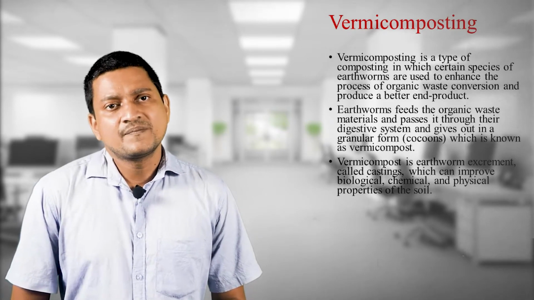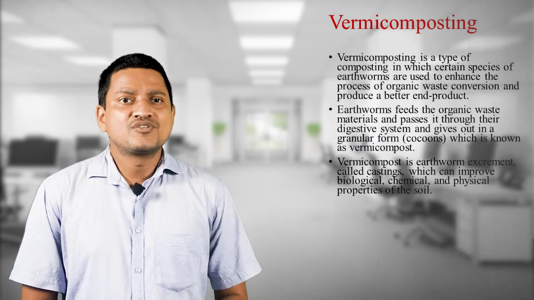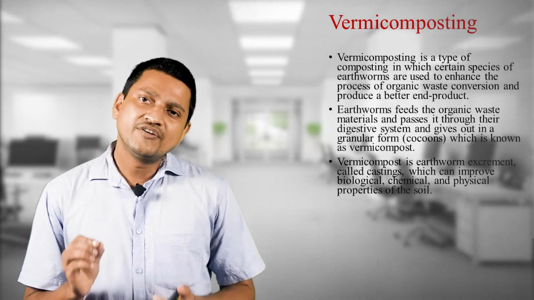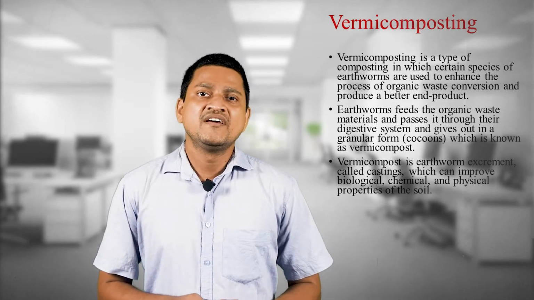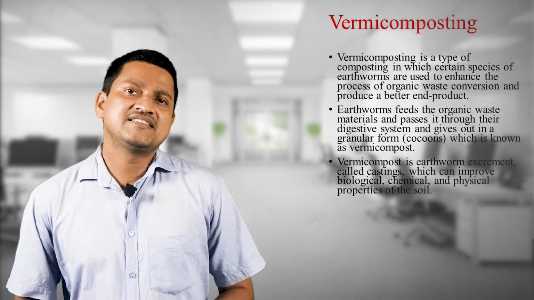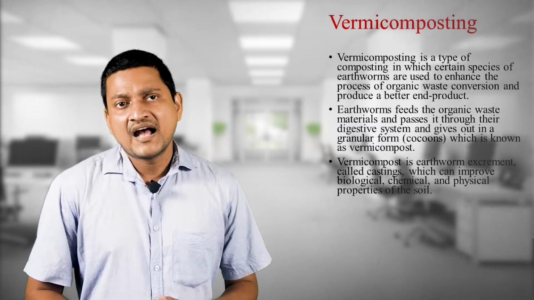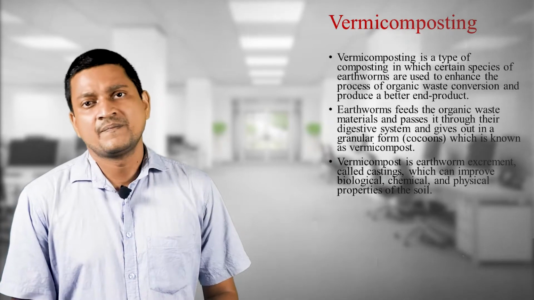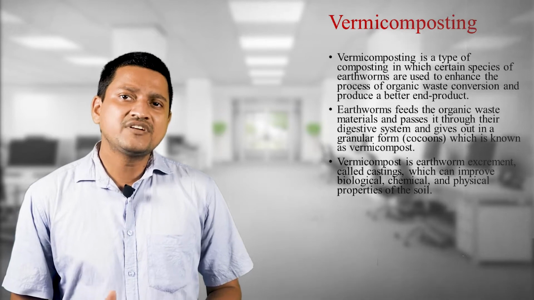In vermicomposting, earthworms feed on the organic waste material, pass it through their digestive system and give it out in a granular form, which is known as vermicompost. Vermicomposting is a method of producing compost with the help of earthworms, which feed on the organic material and pass it through their digestive system.